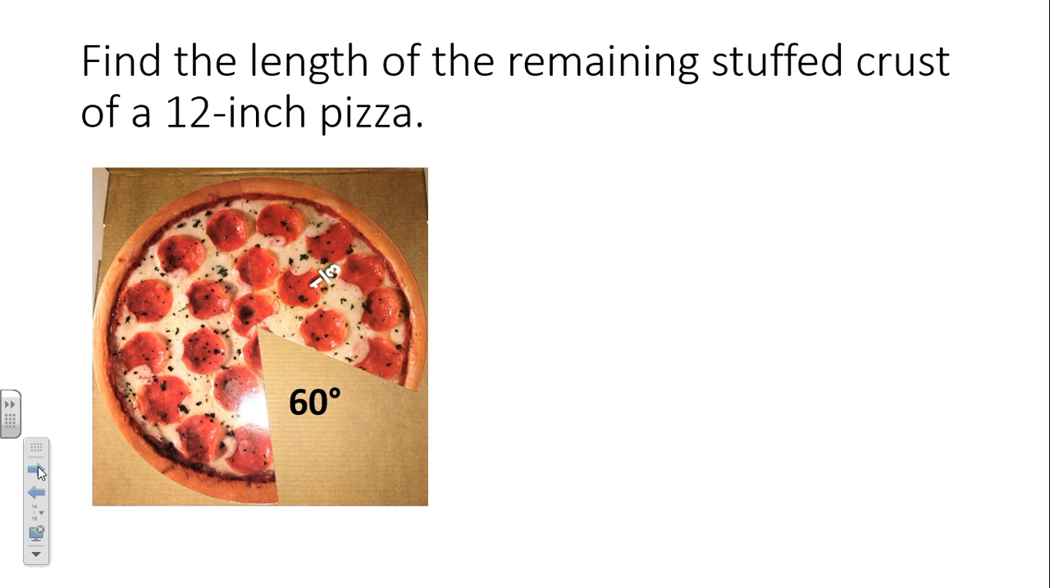This person didn't cut the pizza normally. They cut it in half, but then they had another one that was about a third of a pizza left. And so we now want to know how much stuffed crust we have. Again, not a full circumference, but a portion of the circumference. So if there was 60 degrees removed, how many degrees are left? 300. So now we don't have a full circumference. We have 300 out of 360.